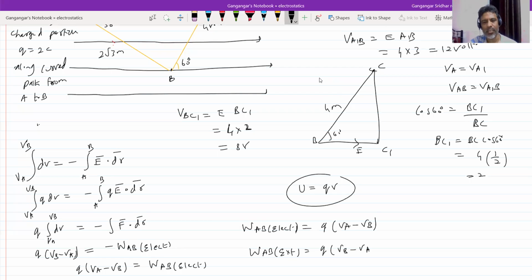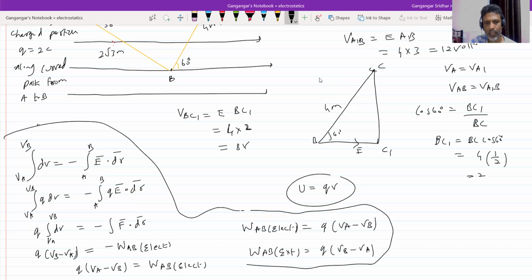Anybody, can you say why I changed it to VB minus VA? Because work done by external agent and work done by electrostatic force will always be equal and opposite. Work done by external agent is plus delta U. Work done by electrostatic force, a conservative force, is minus delta U. So from that I brought the relationship here. So there's one basic discussion here: to move a charged particle from any point to any point, just find the potential difference between those points.